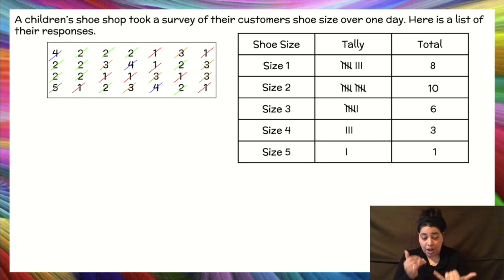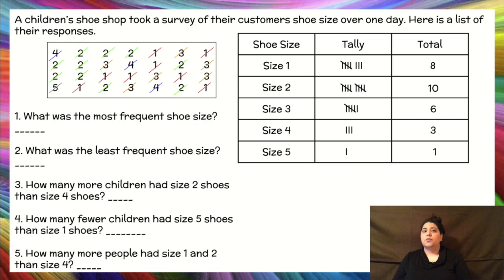Now let's go ahead and start to use the data that we filled in to interpret what we just collected, okay? What was the most frequent shoe size? So what we're looking for is the shoe that occurred the most out of all the other shoe sizes. And that's pretty easy for us to do now that we have all of our totals. We can come over to our column and we're looking for the one that has the most. That's going to be size 2. So you should have gotten the answer size 2.